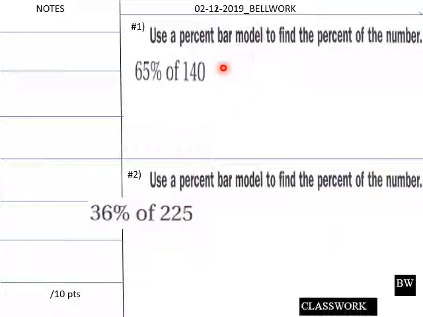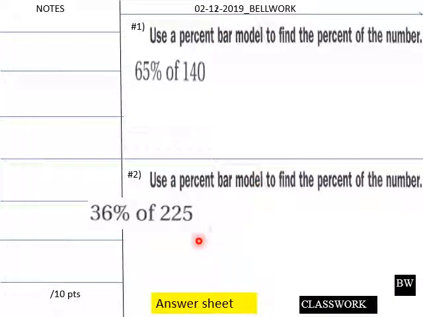Today's spell work: use a percent bar model to find a percent of this number. 65% of 140, and then 36% of 225. Use a percent bar model to find a percent. So you have to draw a model, students.